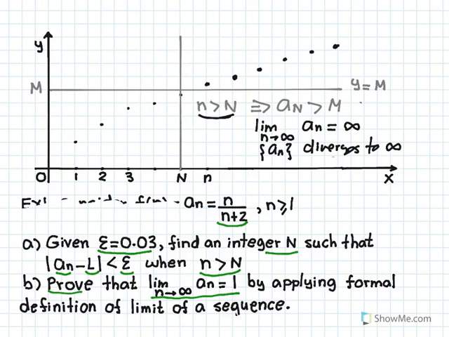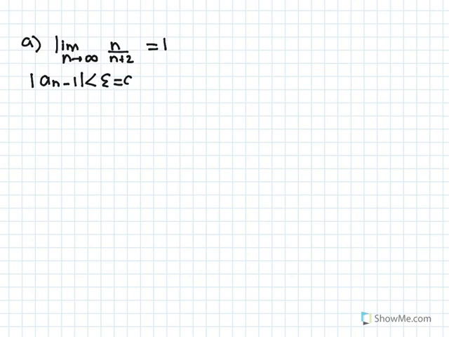Let me write this in. It got erased. All right. So for part A, we have the limit as n goes to infinity of n divided by n plus 2 is equal to 1. And we proved that last time just by dividing by the highest power. So we want to find an integer N such that the difference between a_n and 1 is less than epsilon, which is equal to 0.03, when n is bigger than capital N.